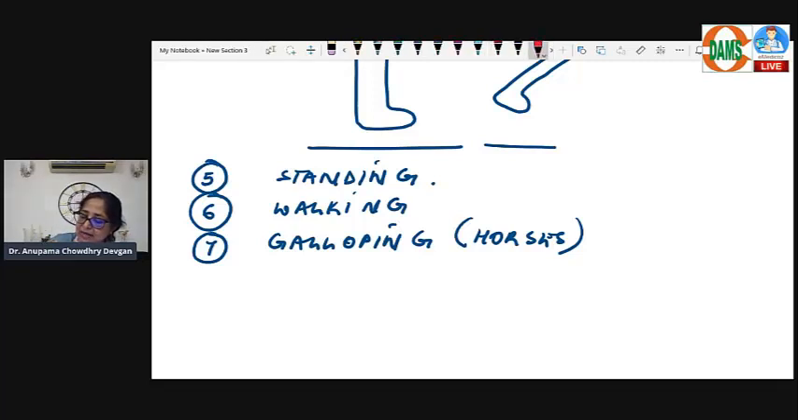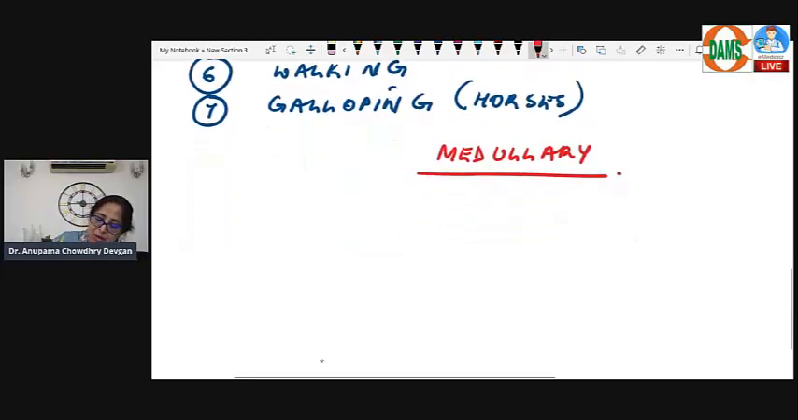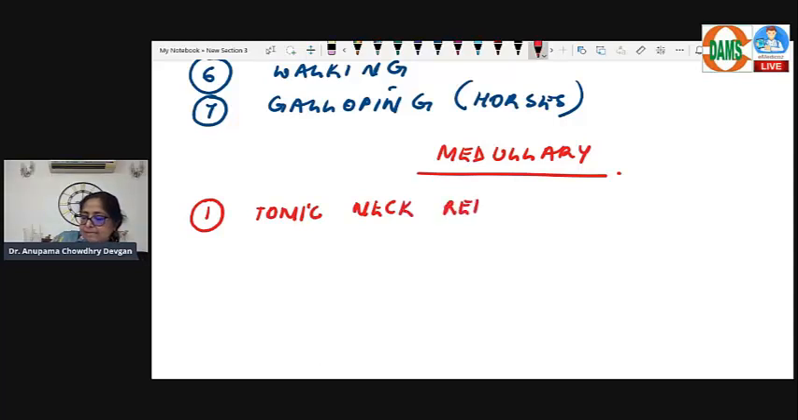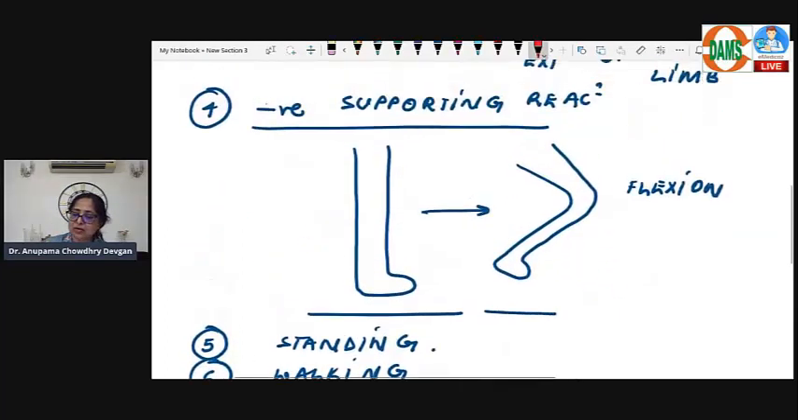The next one is medullary reflexes. Which are the medullary reflexes? That means the center is going to be the medulla. Number 1, the tonic neck reflex.